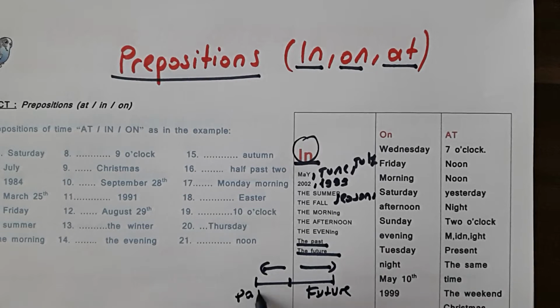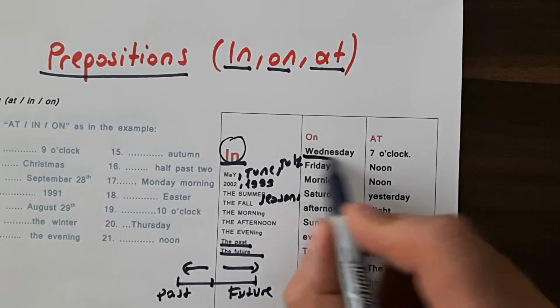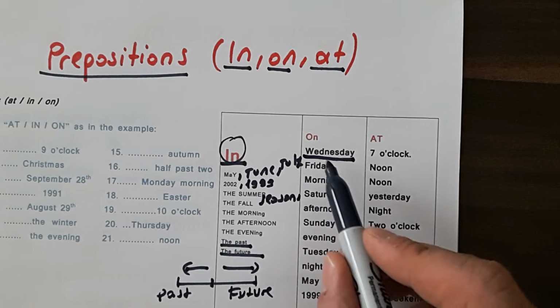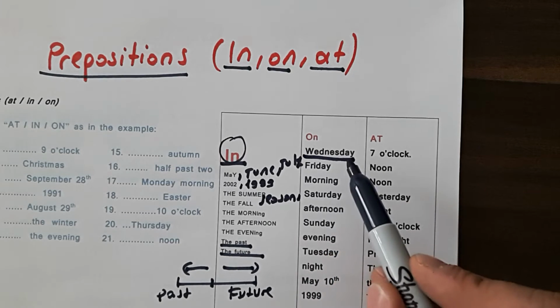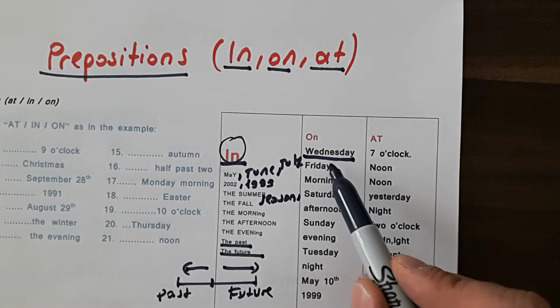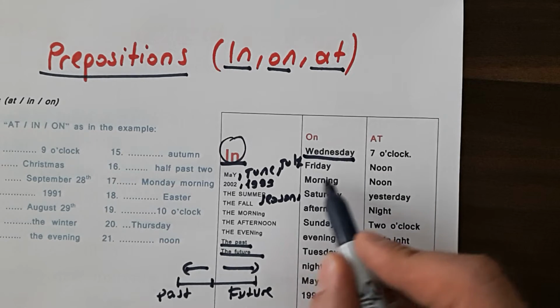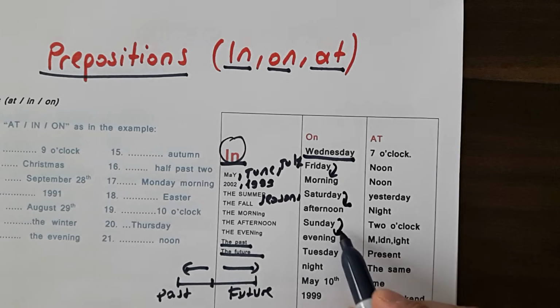Okay, and while we are using on, before days, we are using on Monday, on Tuesday, on Wednesday, on Thursday, on Friday, on Saturday, and on Sunday. On Friday morning, we are using together on Friday morning, on Saturday afternoon, on Sunday evening, on Tuesday night. We are using on again with May the 10th.